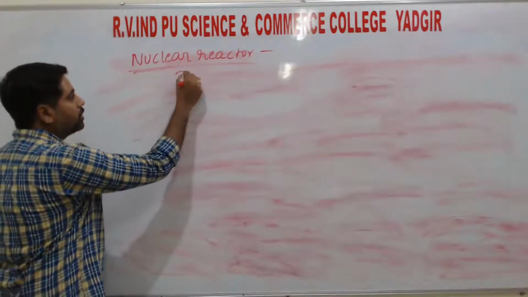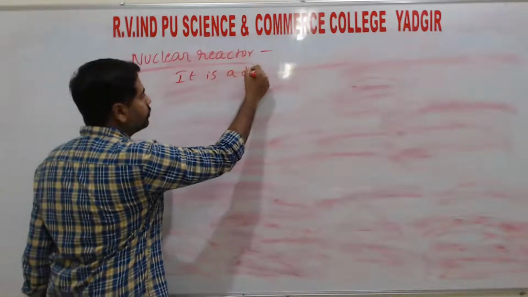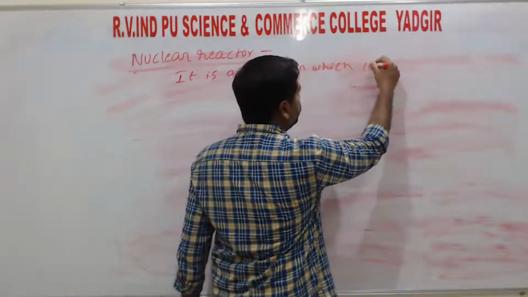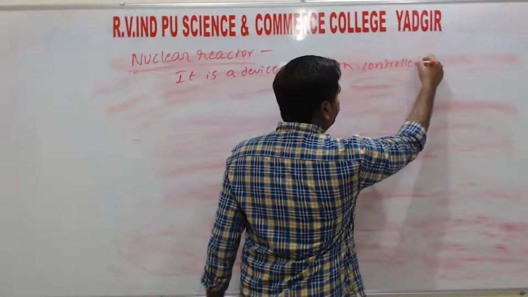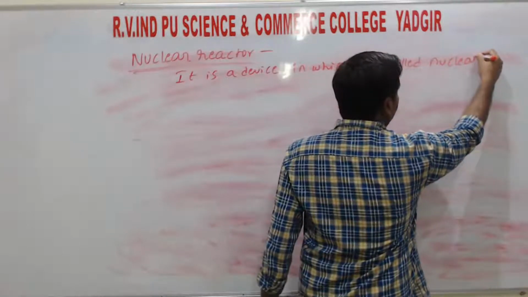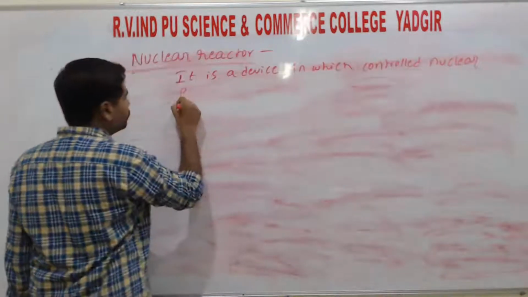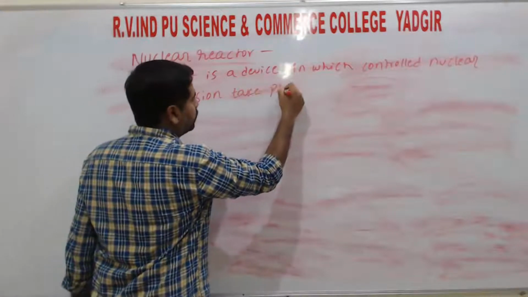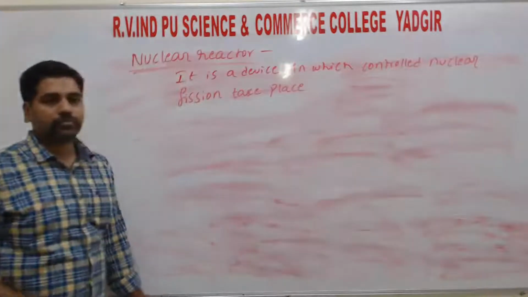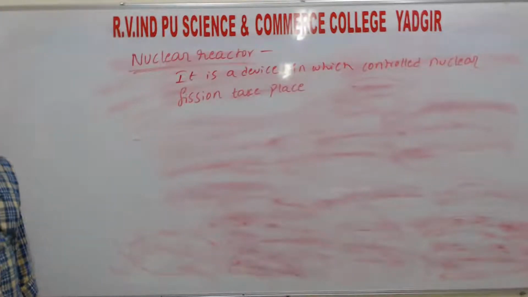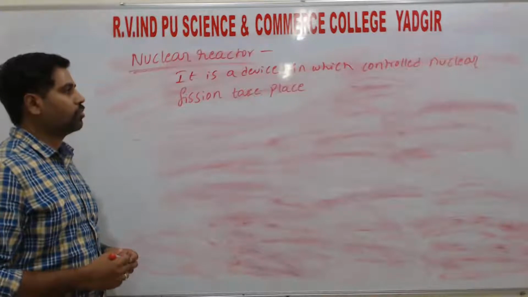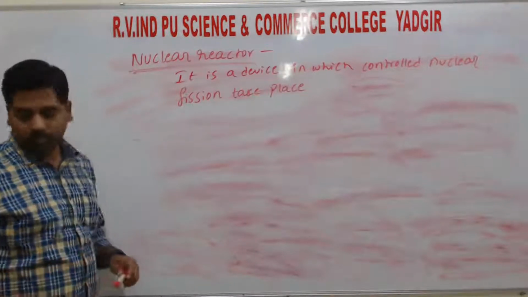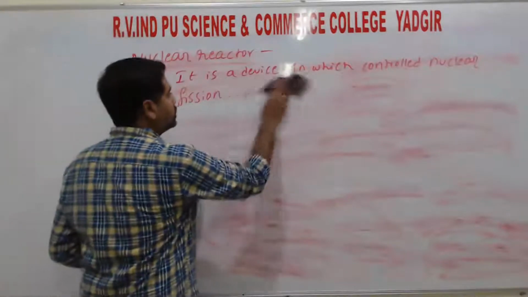So a nuclear reactor is a device in which controlled nuclear fission takes place. Chain reaction takes place.